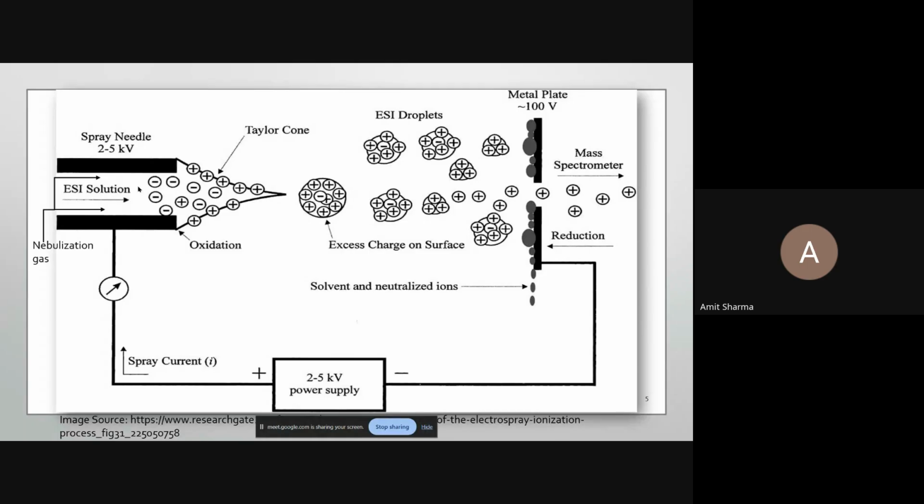The sample ions, which in this case are positive ions, tend to move towards the surface of the droplet, the meniscus. Due to the electric field acting on the liquid, the electrostatic stress overcomes the surface tension of the droplet. So a force is applied from other directions towards the liquid surface, and it takes the shape of a cone. This is known as a Taylor cone.